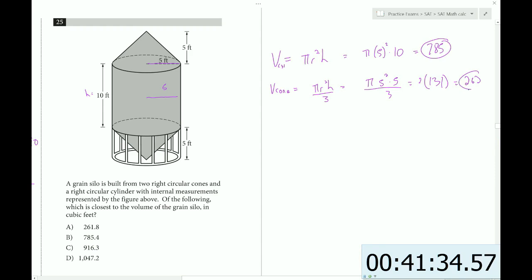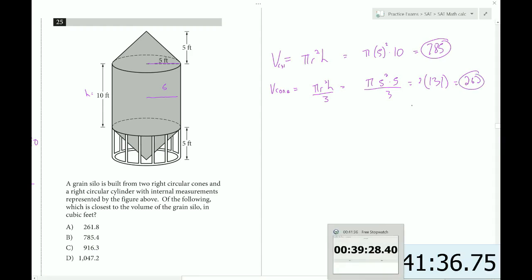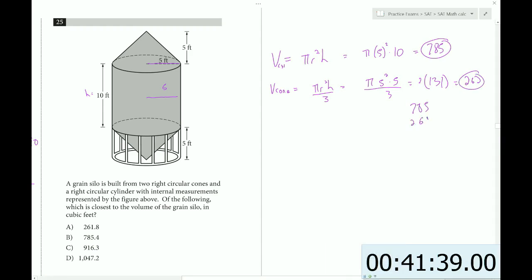Then we can add these together. So 785 plus 262 is about 1047. Answer choice D.